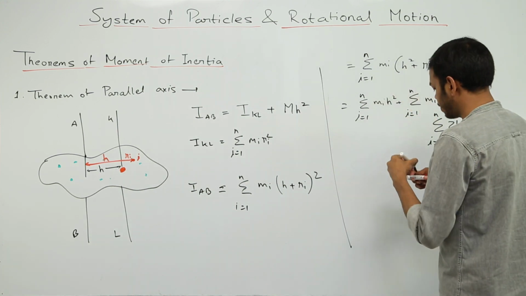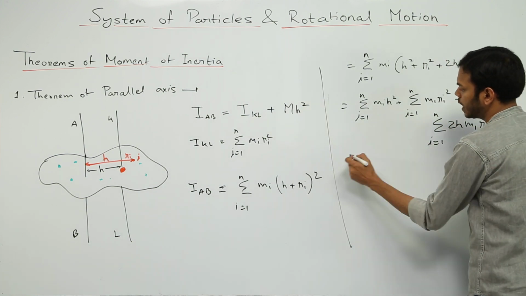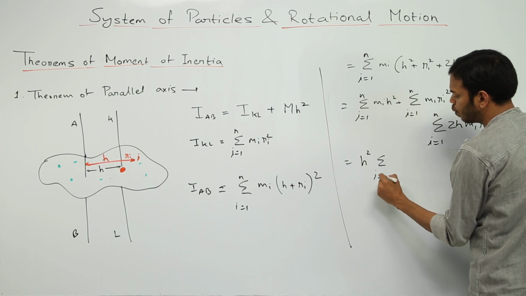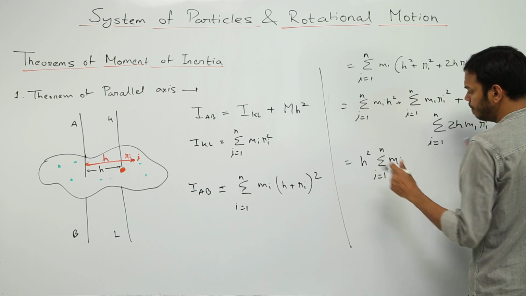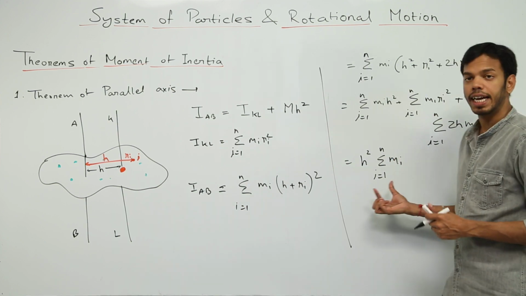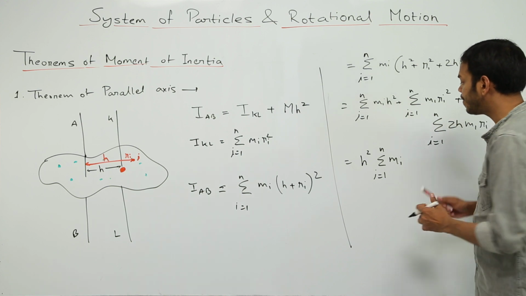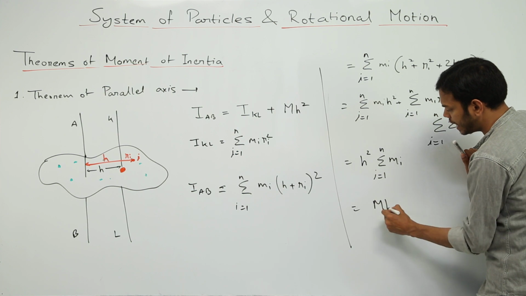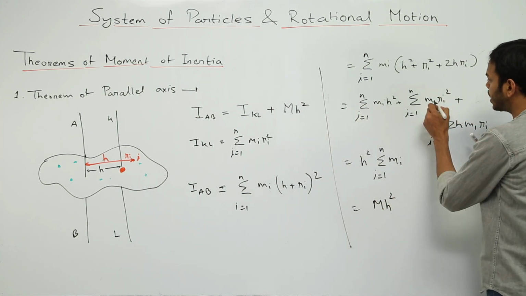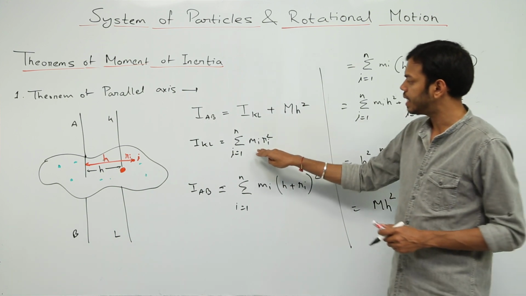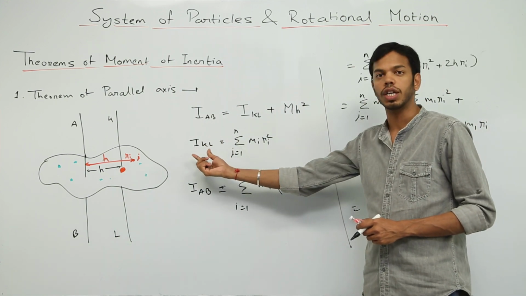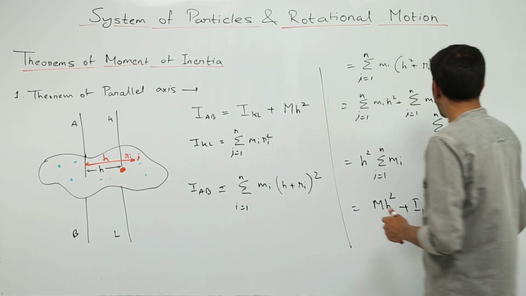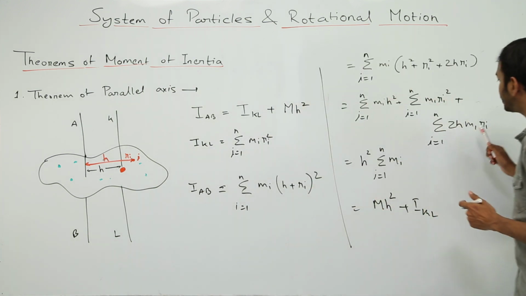Now look at the individual terms. First of all, in this term h square is a constant and can be taken out. I am left with the summation, i equal to 1 to n, of mi. If I expand this term, I will get m1 plus m2 up to the nth term, that is the total mass of the body. So this term becomes the total mass times h square. Number two, this term is mi ri square, which is the moment of inertia about the axis KL, so I KL.